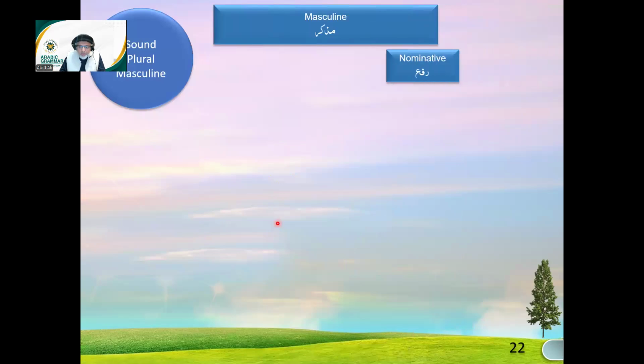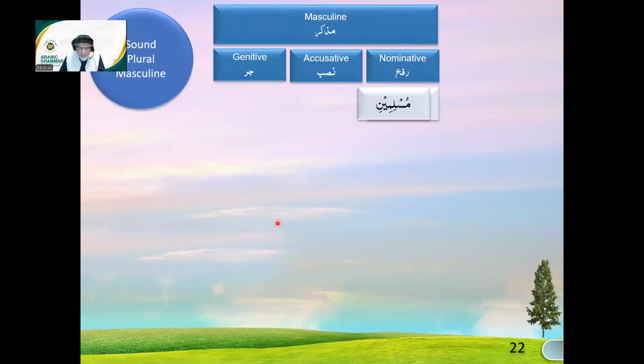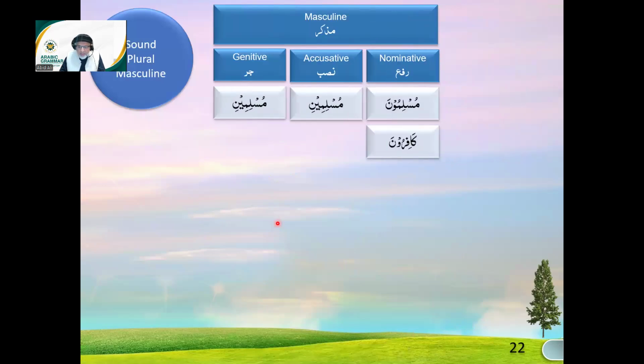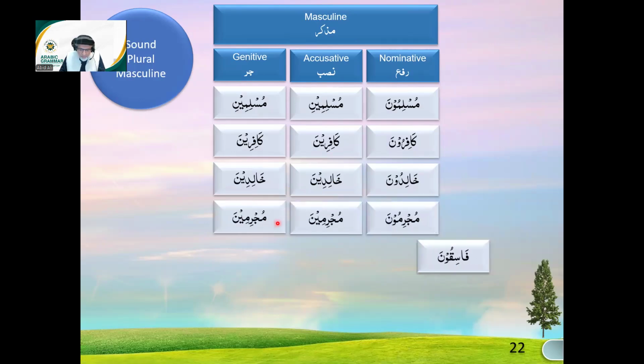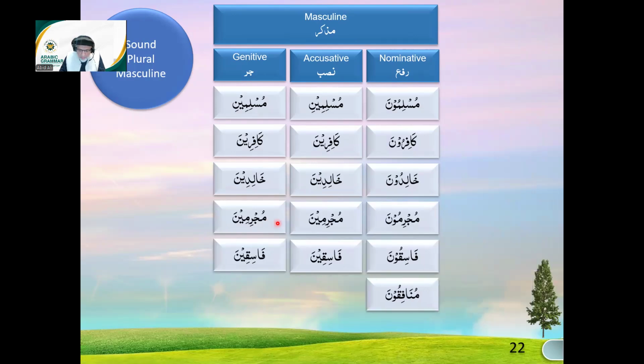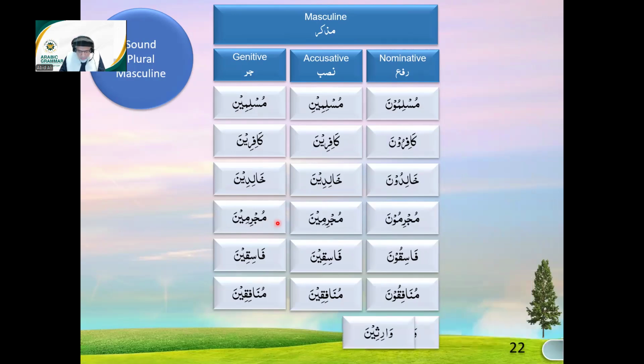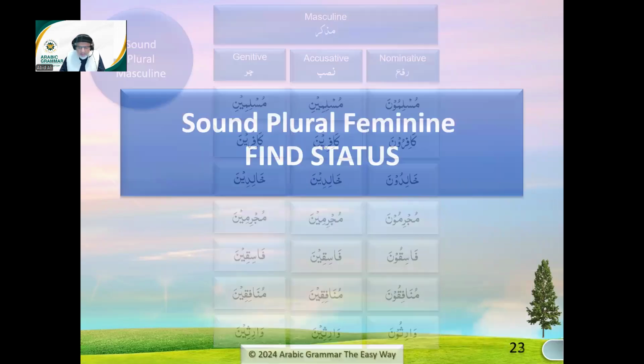Let me take a look at this one. Muslimuna, muslimina, muslimina. Kafiruna, kafirina, kafirina. Khaliduna, khalidina, khalidina. I'm sure you have seen these words in the Quran. Mujrimuna, mujrimina, mujrimina. Fasikuna, fasikina, fasikina. Munafikuna, munafikina, munafikina. Warithuna, warithina, warithina.